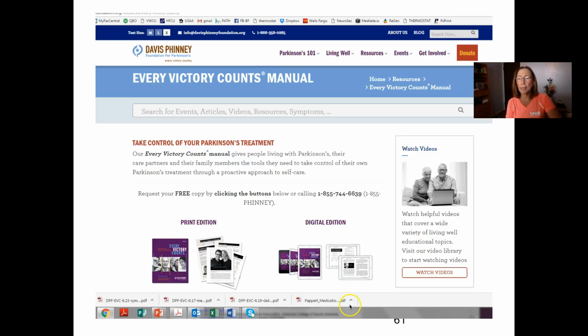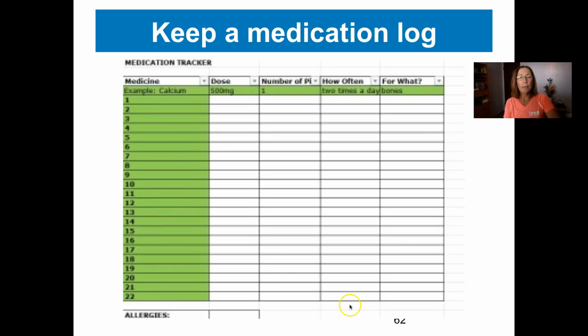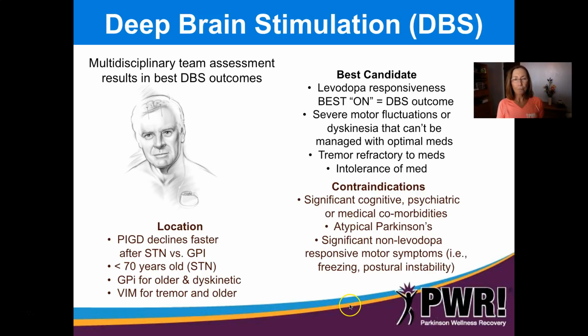Davis Phinney is a young onset Parkinson disease individual. He is a pro cyclist, and he's all about wellness and exercise. And this book, Every Victory Counts, is well worth the effort to get, and they'll mail it to you. So just a reminder, you need a medication log. There's one in that manual. You can create your own.